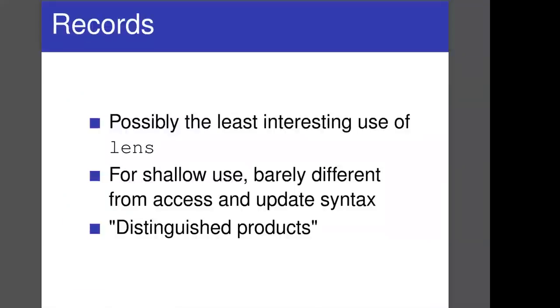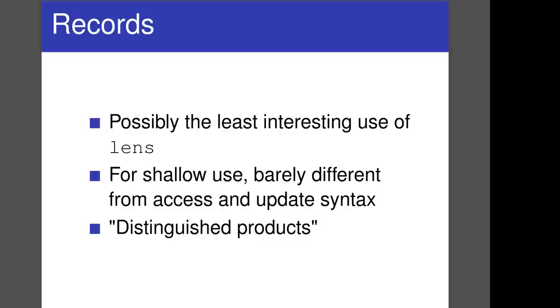Records are probably the least interesting way to use lens, but they're the ones that always get presented as here's what lenses can do. It gives you a more principled way or a more convenient way to access and set elements of records. And if you're using records in your program only shallowly, which means your records only ever contain relatively fundamental types, not records of records of records of records, using lens in your application is going to feel like you're doing a lot of work for not much gain.